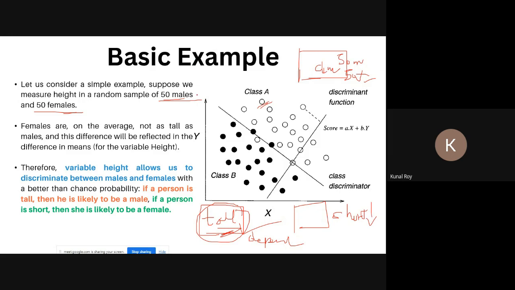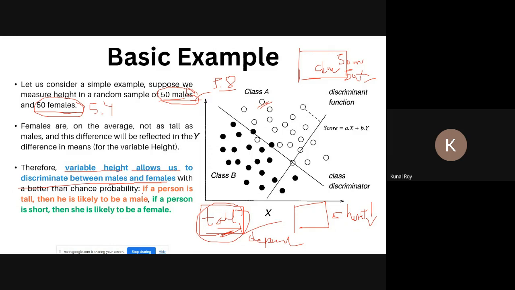Let us consider that we have to find the average height of 50 males. Say the average is coming around 5.6 or 5.8, and the average height of females is coming around, say, 5.4. So this average height can also be considered as a discriminant variable between the males and females. That's why I have taken a highlight approach: the variable height allows us to discriminate between males and females.